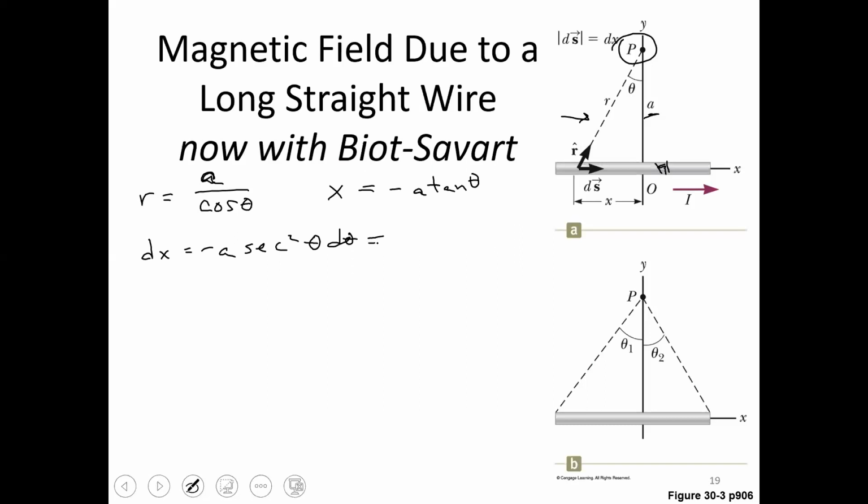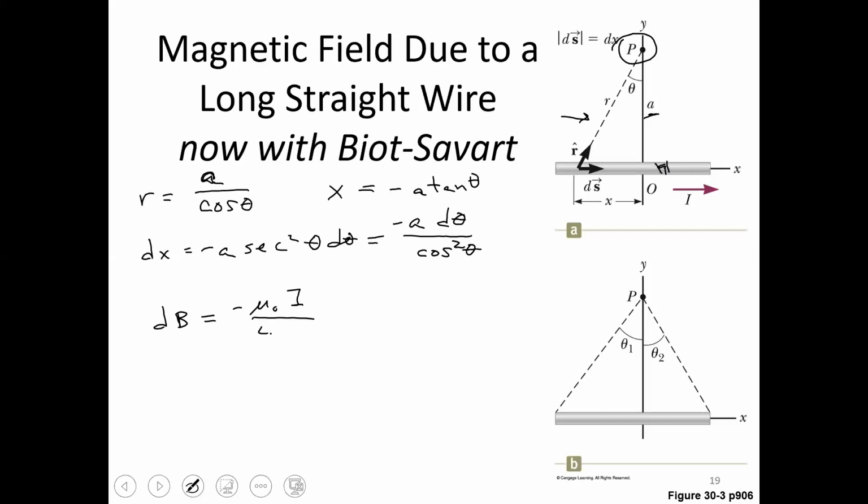A secant squared we could write in terms of a more familiar function, 1 over cosine squared of theta. Okay, so now we have everything in terms of theta. That's going to be the variable we integrate over. So I can write my Biot-Savart equation in terms of those different things.